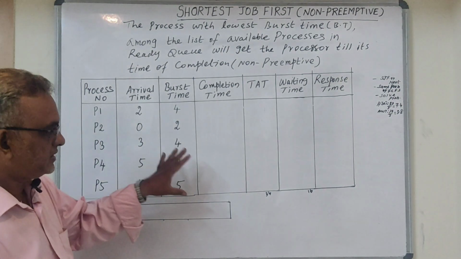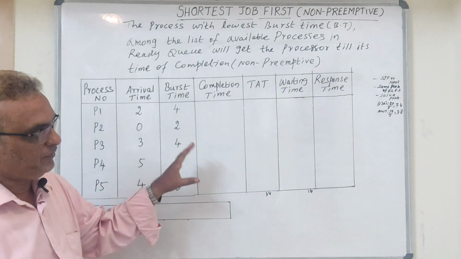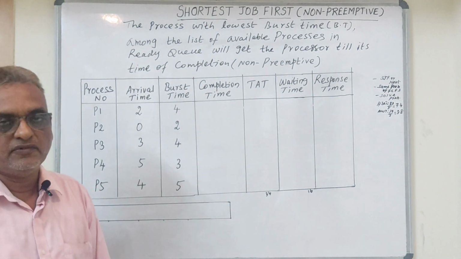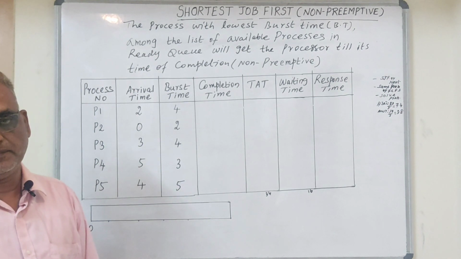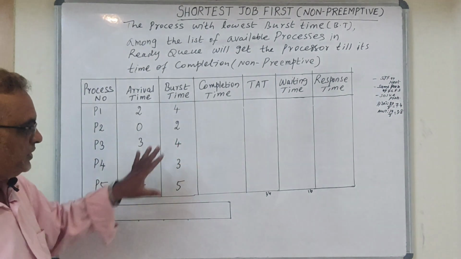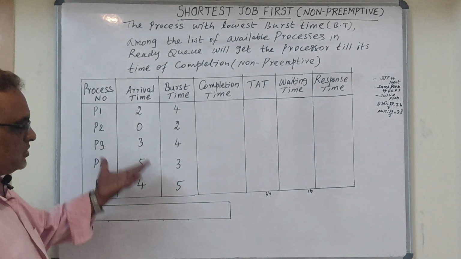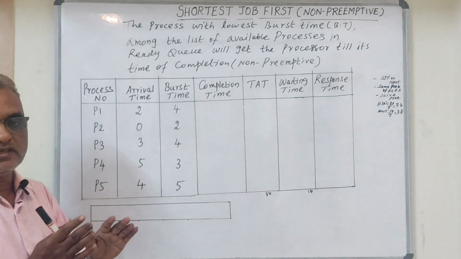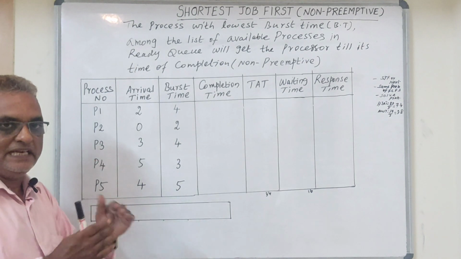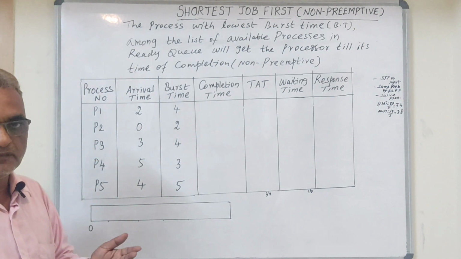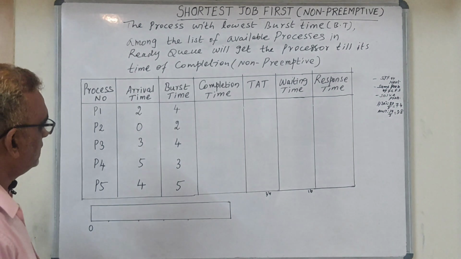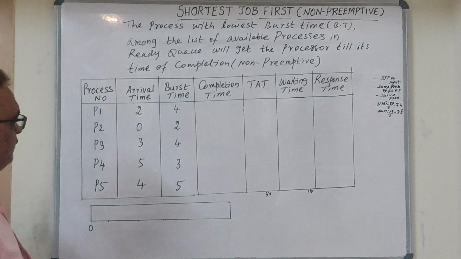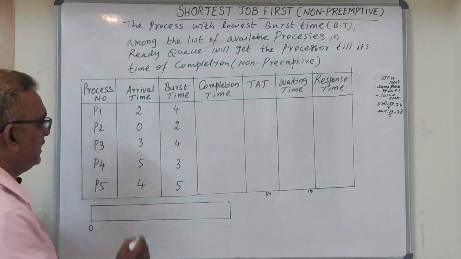I have taken the same problem that we discussed in our previous video on first come first serve scheduling policy. We'll solve this problem, and after that we'll discuss how SJF is better than first come first serve. Here 5 processes arrive at different time intervals.